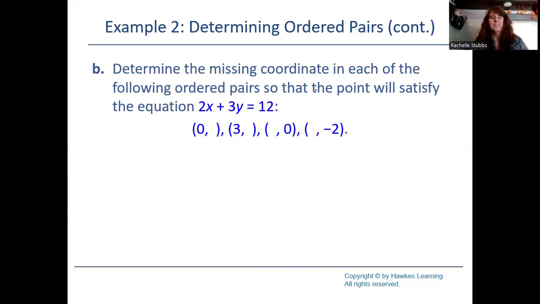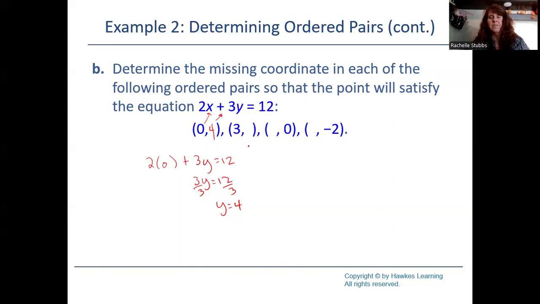Okay, here's another one. This time we're going to pick any value we want for x, and we've already picked those for us. And we're going to substitute it in and solve for y. So this 0 will go in for x, so I'll redo it as 2 times 0 plus 3y equals 12. And now just using our skills of linear equations, 2 times 0 is 0, so 3y equals 12. And then I'm going to divide by 3, and y equals 4. So if I have the ordered pair 0 for x and 4 for y, it is a solution to this.